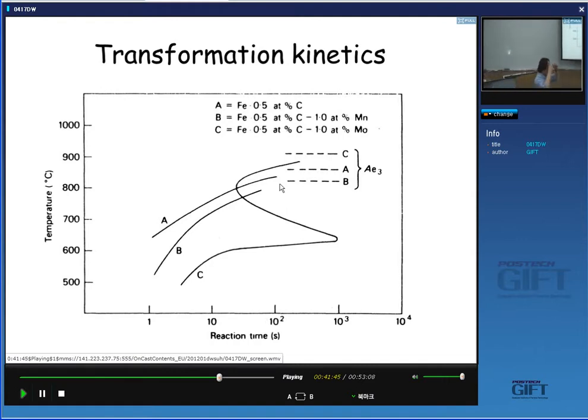Here, the transformation start temperature and start time are represented by the TTT diagram. Here, A is the start temperature and start time for the iron carbon binary alloy. When we add some amount of manganese or molybdenum, the starting time for the growth is drastically retarded. So this is a typical example of the effect of alloying elements on the growth behavior, or transformation kinetics.